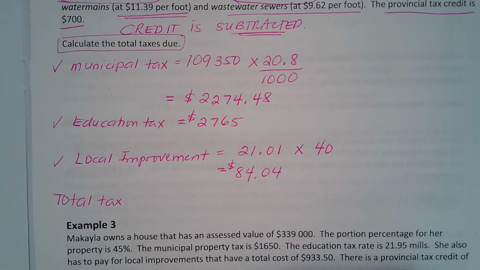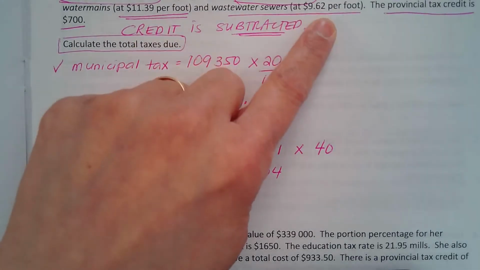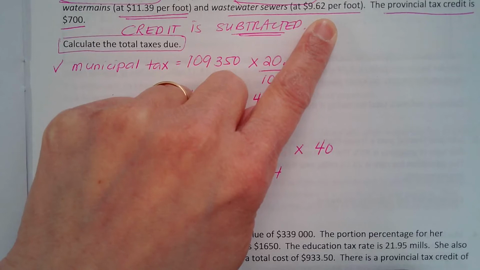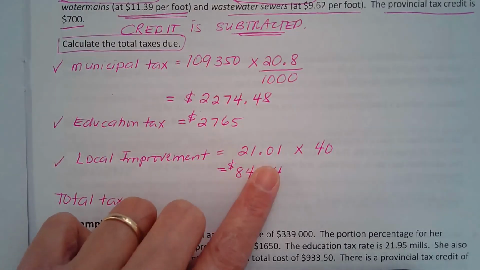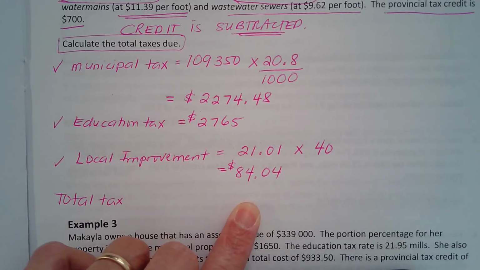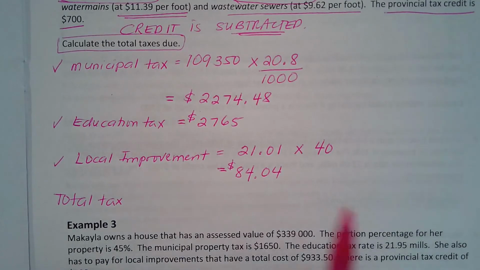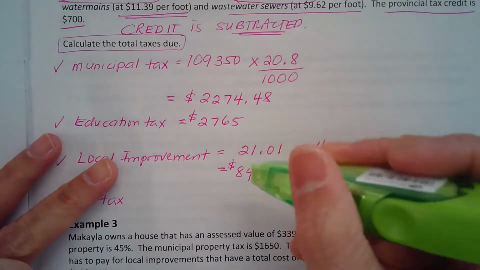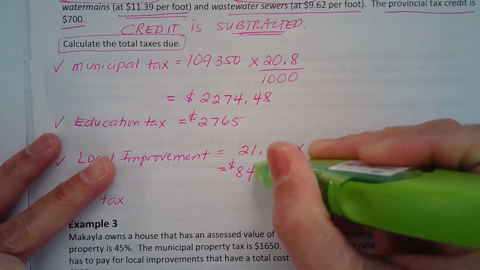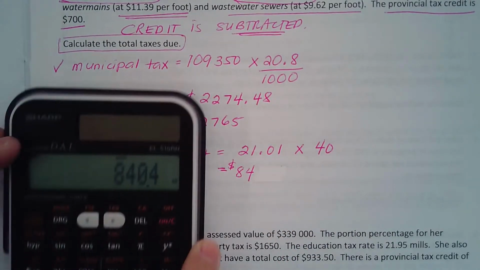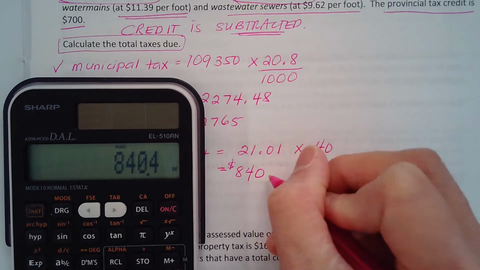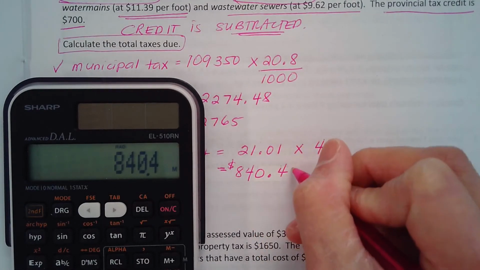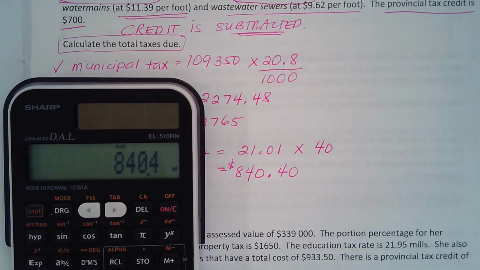Okay, 11.39 plus 9.62 is 21.01 times 40. Oh yes, thank you. I put the decimal in the wrong place, okay, let's fix it. 840.4. Yeah, times 40. Okay.